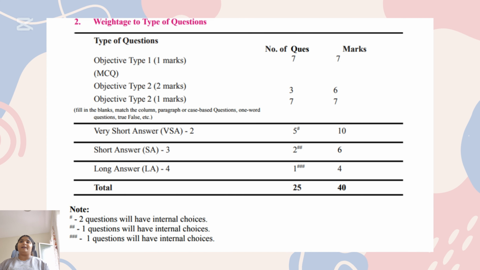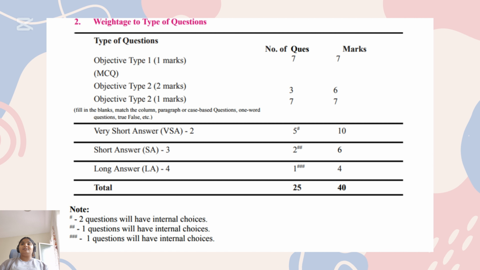Okay, now this is quite important. Weightage to type of questions. These are the types of questions that will be asked in the examinations. So objective type, which is MCQ. Now MCQ is short for multiple choice question. If you do not know what a multiple choice question is, I will explain it to you.